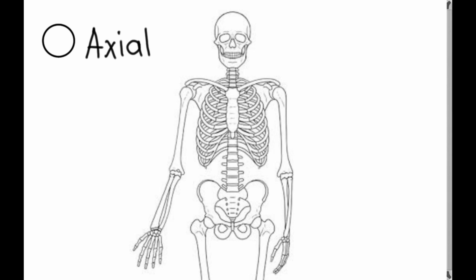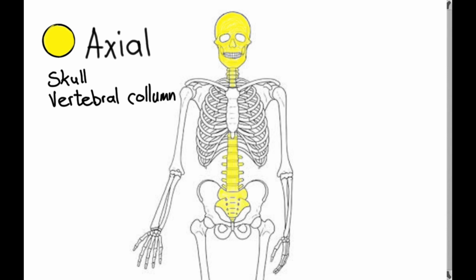First up, we're going to make the axial skeleton yellow. Now I'm going to color these things in as we go along. So first up we have the skull. The skull is the entire head part. Then we also have the vertebral column. Now remember, the vertebral column is the entire spinal column.